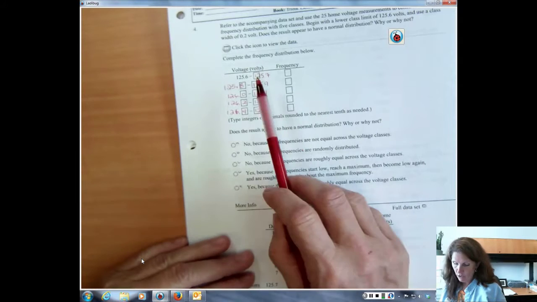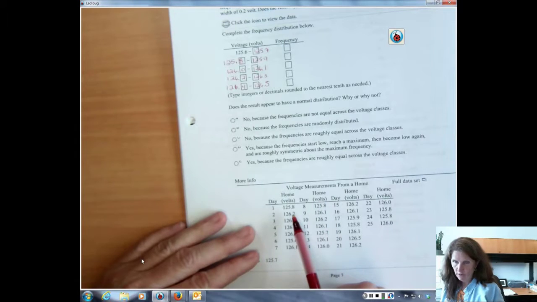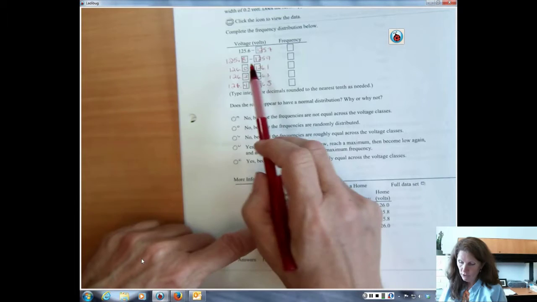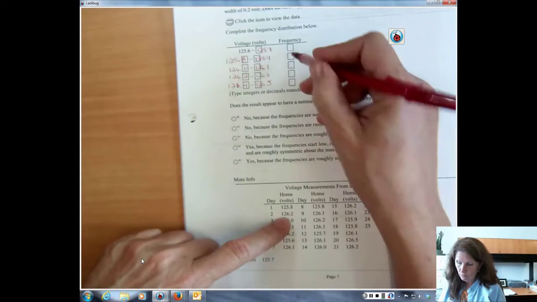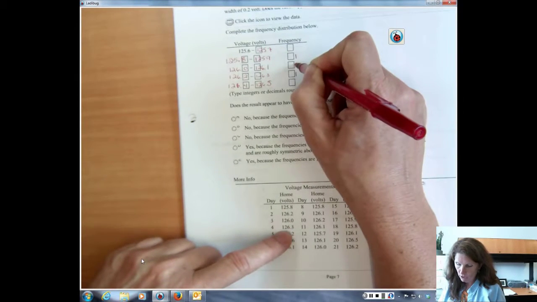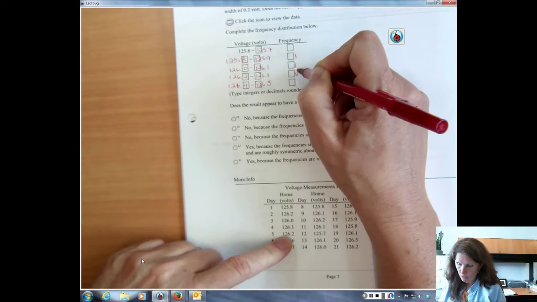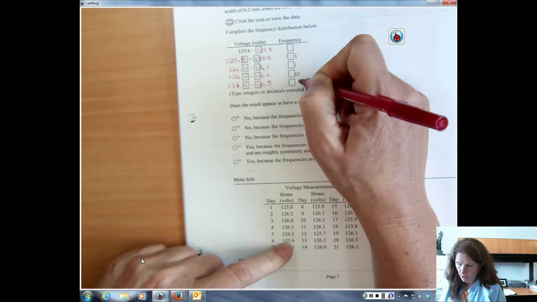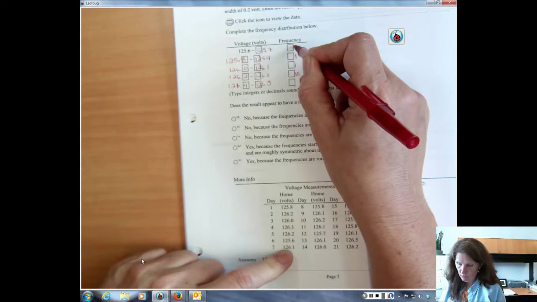And then we have to do the frequency. So to do the frequency, we're going to go through here and check off each one where it goes. So 125.8 is here in this one. 126.2 is down here. 126.0 is here. 126.3 is here. 126.2 is also there. 125.6, and this is kind of a yawn and a half, but we have to do it. 125.6 is up here. 126.1.